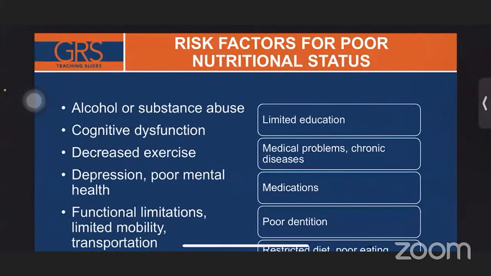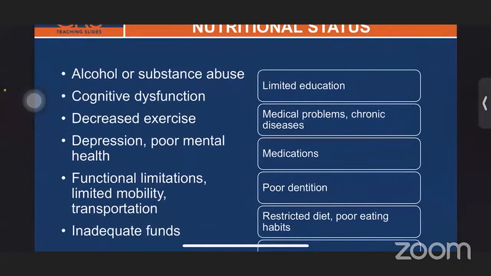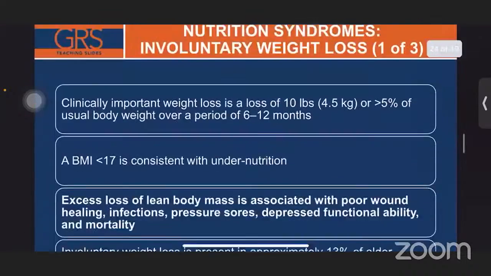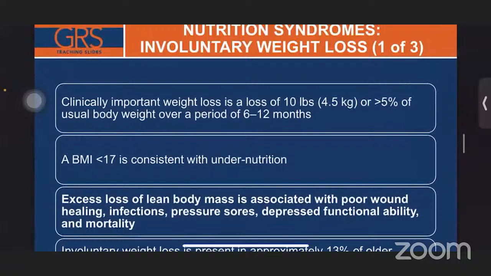Risk factors for poor nutritional status include alcohol or substance abuse, cognitive dysfunction, decreased exercise, depression, poor mental health, functional limitations, limited mobility and transportation, and inadequate funds, and also limited education, various medical problems or chronic diseases, and the different kinds of medications they take, or poor dentition, and restricted diet or poor eating habits, and social isolation.